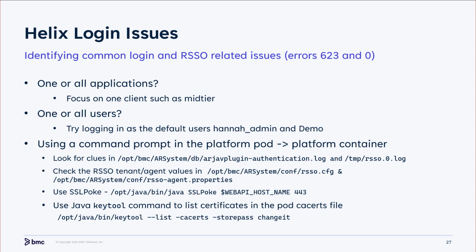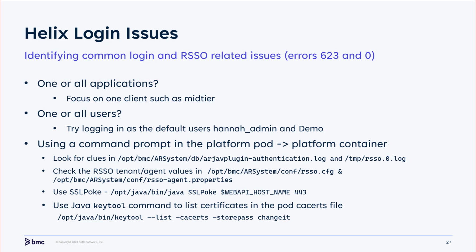If you are missing a certificate, or there's a certificate error, it typically shows up when you try and log in, for example, to the mid-tier, as either a 623 error or a 0 error. So there are a few steps you can take to help troubleshoot which one of those it might be and help you understand what steps you need to take to fix it.